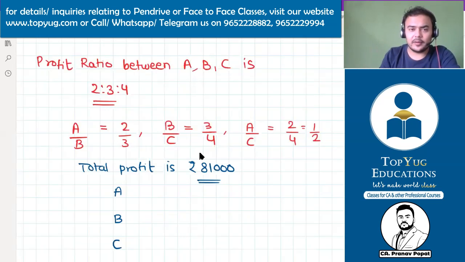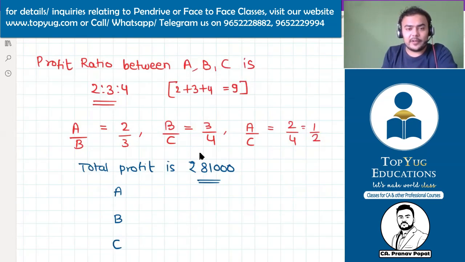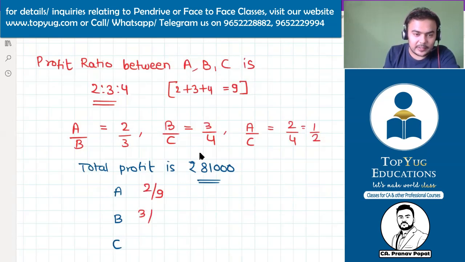Okay, so what is the way to do it? Sir, simple. First, you should add up these: 2 plus 3 plus 4, that is 9. Then you will get a total term. So the part of everyone will be like this: first will be 2 by 9, second will be 3 by 9, and 4 out of 9. But we don't have 9 only. We have 81,000. So multiply it by 81,000.